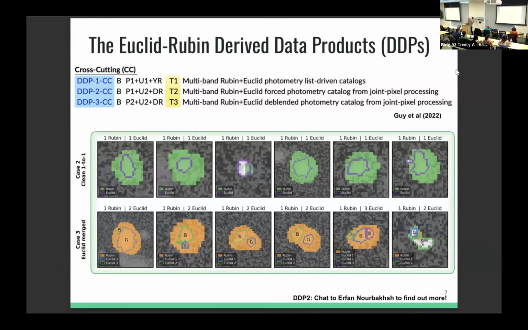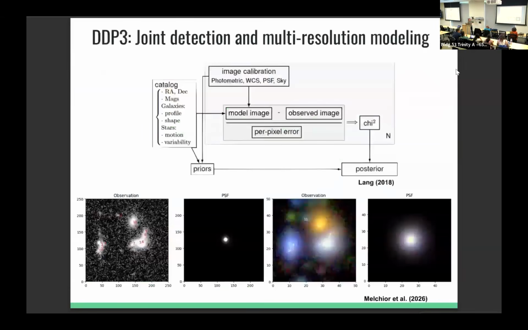So I've been working on the DDP3 level, so the more advanced, slower level, that is one of the long-term goals of this work. So the idea here is that we do full joint pixel processing of data from Rubin and Euclid at the same time. We have a model for the observations and their properties, including their point spread function, their WCS, as well as the sources within the observations, and we model them simultaneously through this framework.